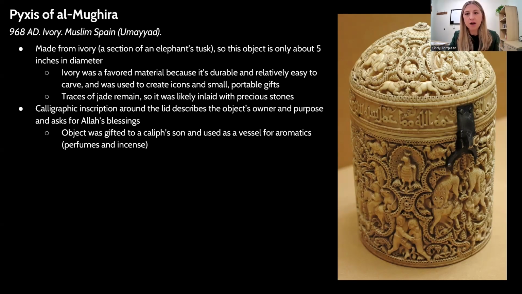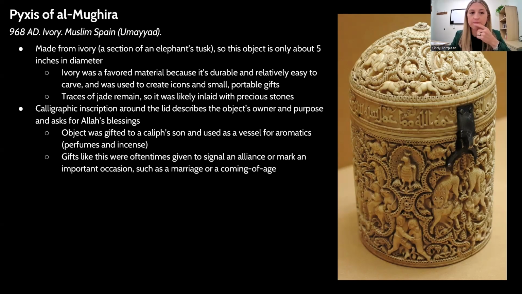We believe that this was an object that was gifted to the son, so the caliph's son, so basically the prince equivalent in this type of empire structure. And we believe that this would have originally held aromatics like perfumes and incense that could be carried and taken with him. Again, perfumes and incenses would have themselves been luxury objects. So just showing wealth and power through owning important, expensive things.